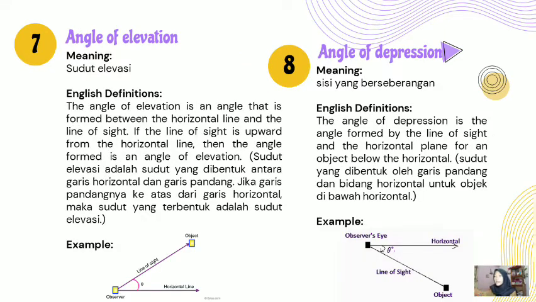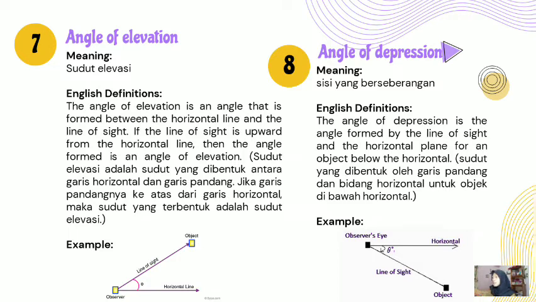Next, number 7, angle of elevation. Meaning is sudut elevasi. English definition: the angle of elevation is the angle between the horizontal line and the line of sight if the line of sight is upward from the horizontal line. Then the angle formed is an angle of elevation. For example, in the picture.